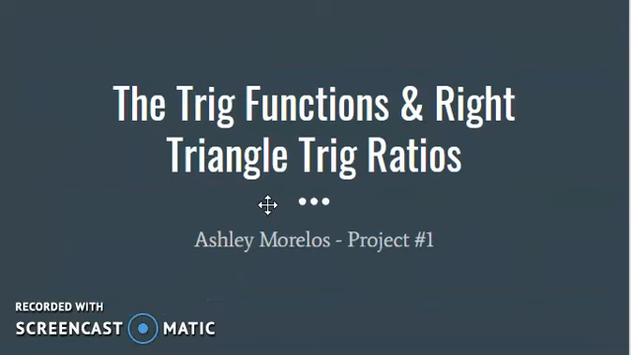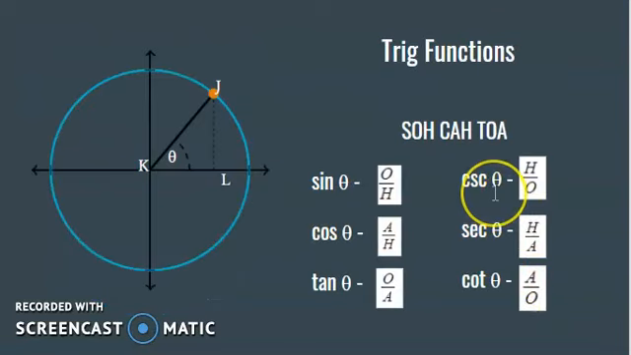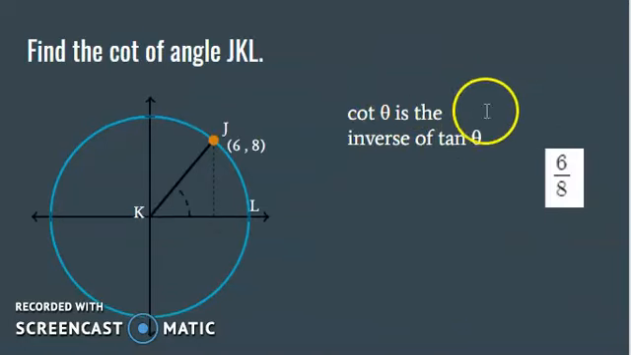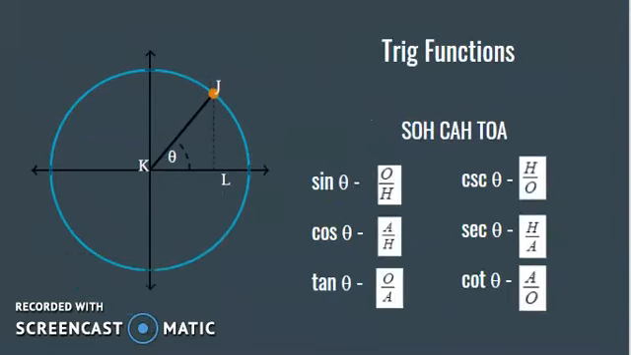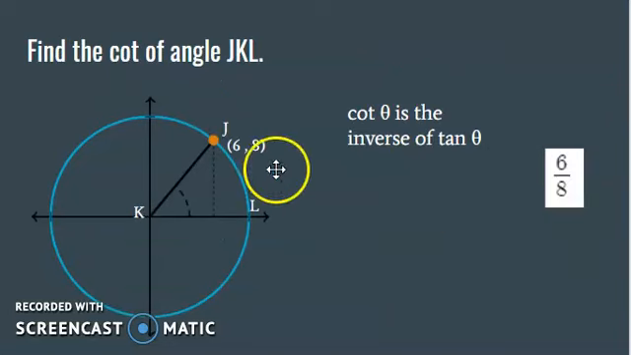Now, if we remember back at the beginning, the question had asked us to find the cotangent, and cotangent is the inverse of tangent. So tangent is opposite over adjacent, which means that cotangent is adjacent over opposite. So that means that we'd need the adjacent and the opposite side relative to angle JKL.